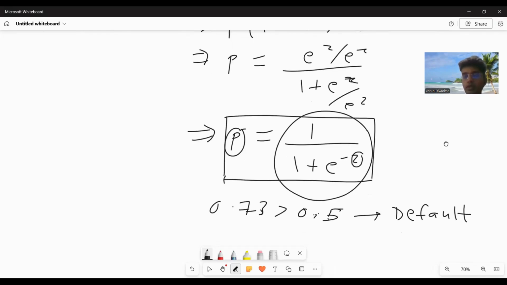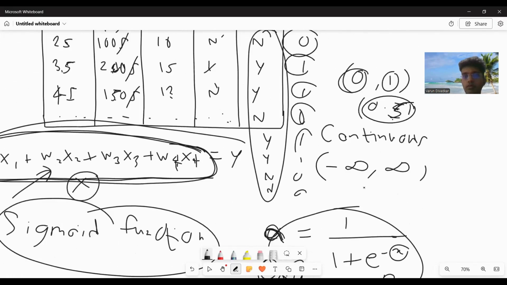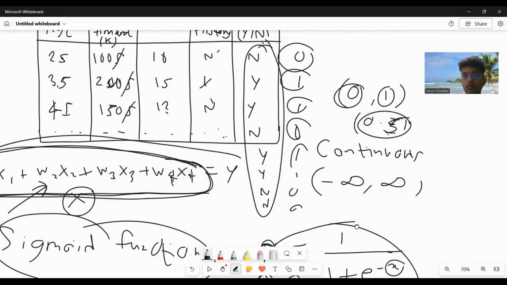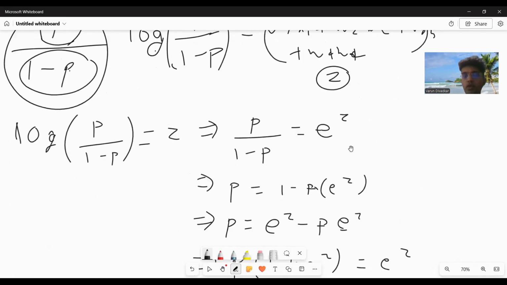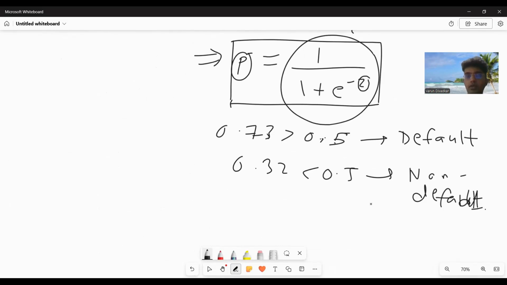So value of yes is 1. And then if this comes out, we say something like 0.32, which is less than 0.5. You can categorize this as non-default. Clear?